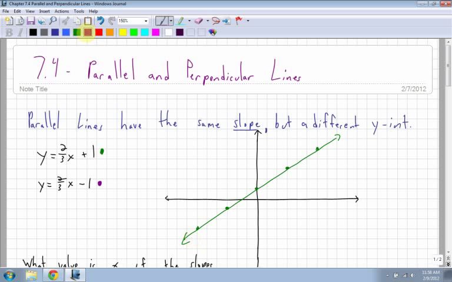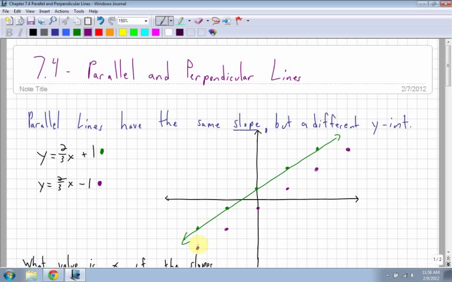The purple line, if you notice, has a y-intercept of -1. So it's got a different y-intercept, which is down here, but it's got the exact same slope. So it's going to be up 2 over 1, 2, 3, or down 2, back 3.